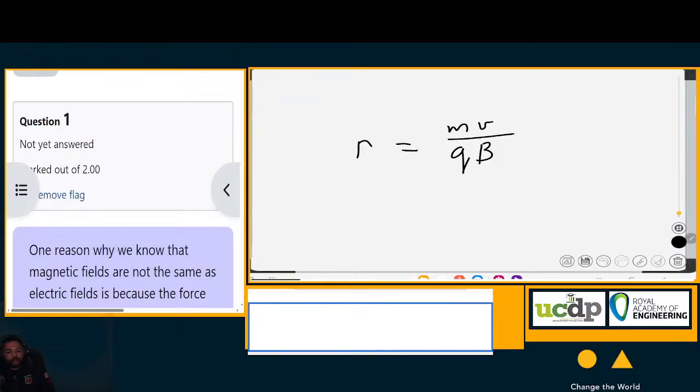Now, second thing, for a straight current carrying conductor, the magnetic force is equal to the current multiplied by the length of the conductor carrying the current, crossed with the magnetic field: F = I L × B. That gives you the magnetic force exerted on the conductor.